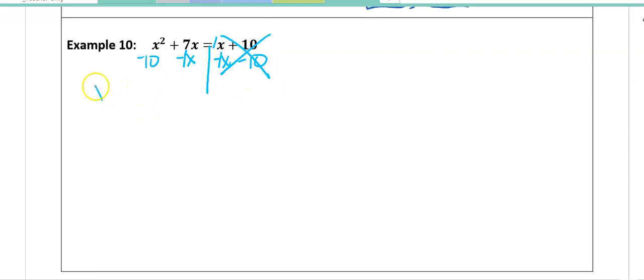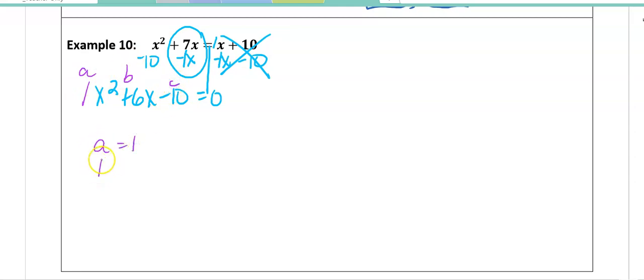So what am I left with? I have x squared. Then these two combined, 7 minus 1 is a 6x minus 10. Make sure you write them in the correct order, guys. So this is my A, my B, and my C. And I'm going to come down here and write it. A equals 1, B equals 6, and C equals negative 10. That makes it a little bit easier for me when I go to sing it and plug it in.